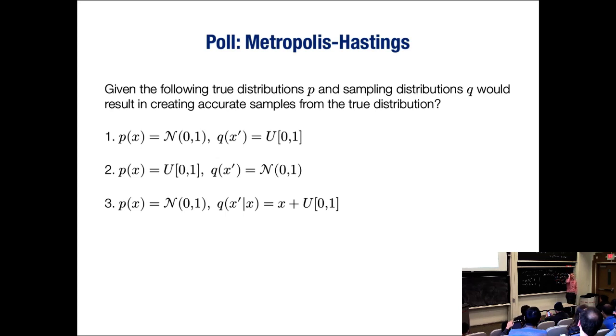So what happens if Q generates something that is bigger than 1? What would happen in the formula there? So what's P of xt plus 1 then? It's 0. So you don't ever accept it.